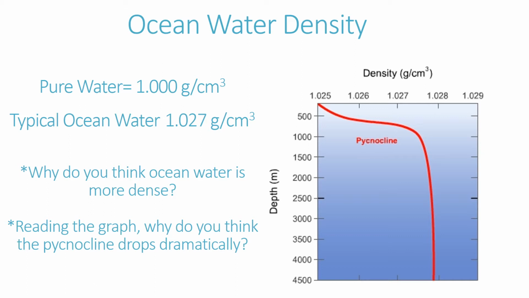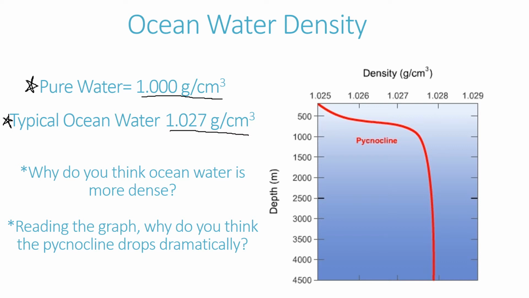So if you look here, we know that pure water or fresh water is 1 gram per centimeter cubed. That's how dense this is. Now the typical ocean water would be 1.027 grams per centimeter cubed. So ocean water can vary because of the salinity. The higher the salinity, the more dense the water would be because the salt adds weight to the water.